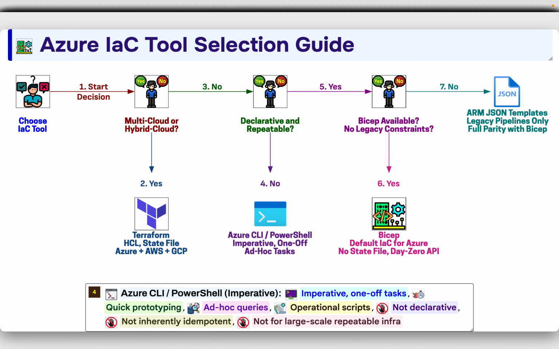Choose Azure CLI or PowerShell for imperative one-off tasks like quick prototyping, ad hoc queries, and operational scripts. These tools are not declarative, not inherently idempotent, and not suited for large-scale repeatable infrastructure definitions.